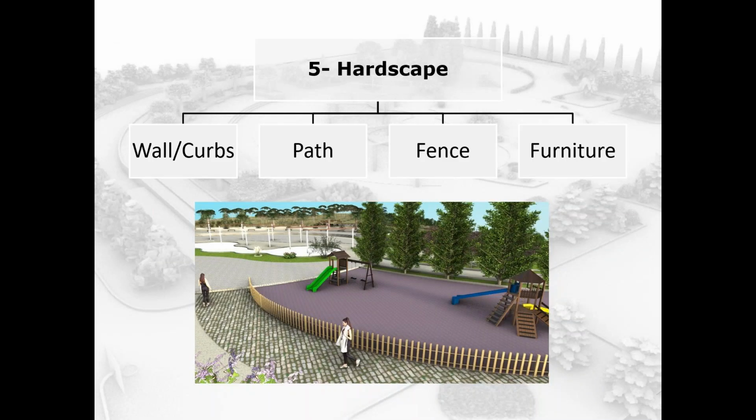In addition, Lens has several hardscape tools that let you create parametric walls and curves, parametric paths, and parametric fences. There is also a block library that lets you insert blocks, or you can always import blocks from other supported formats, for example, from SketchUp blocks.